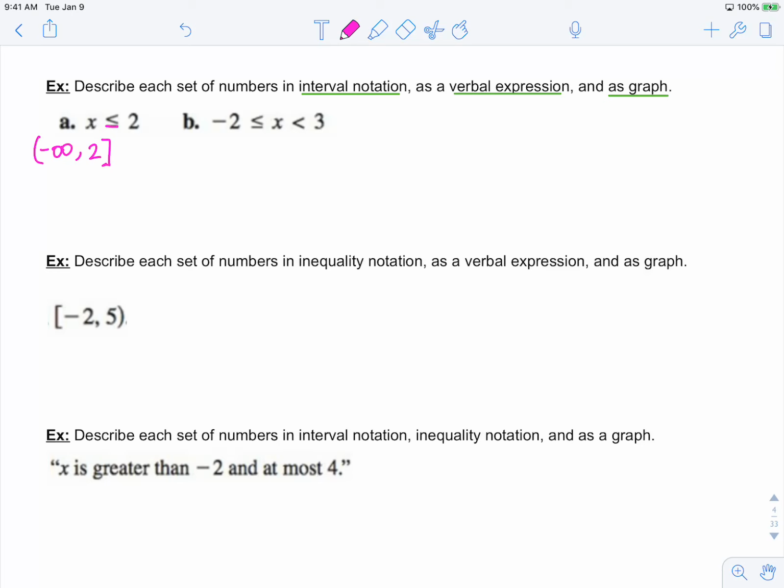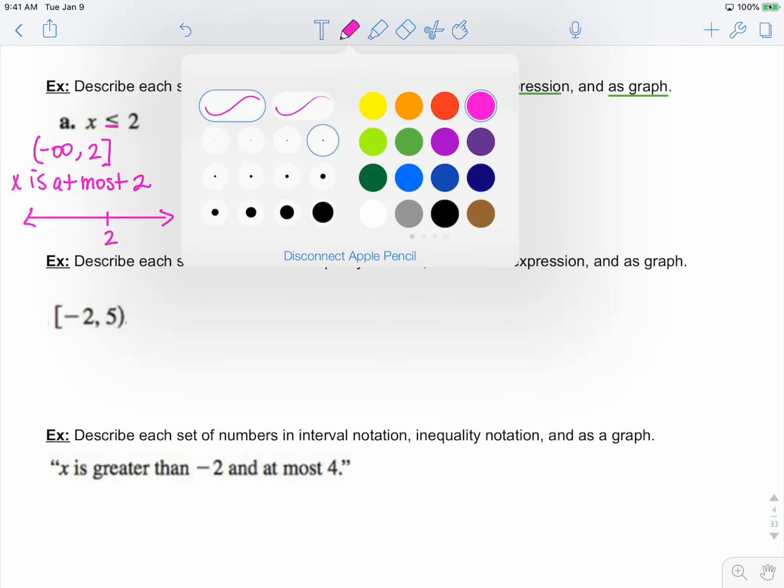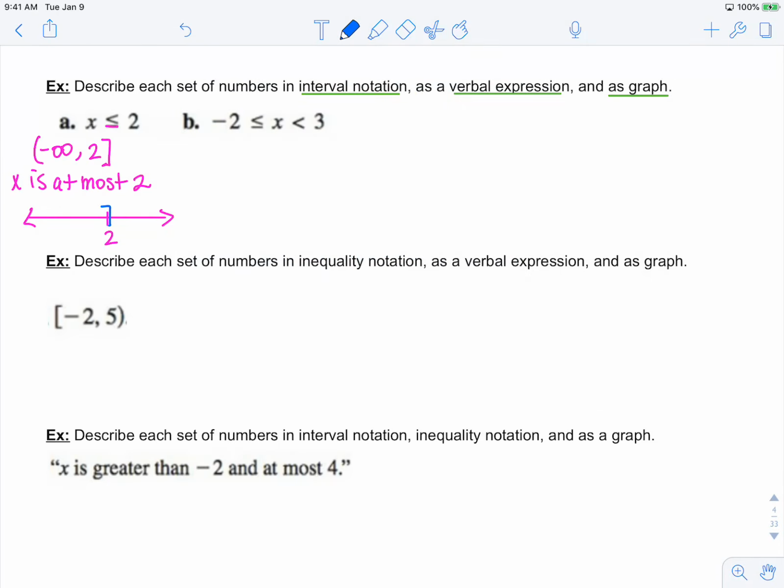Now, I will shorten this to say x is at most 2. And then if I wanted to do a graph of this, 2 is my upper bound. I will have a bracket on 2 and shade all the way to the other end of this line, pointing towards negative infinity.